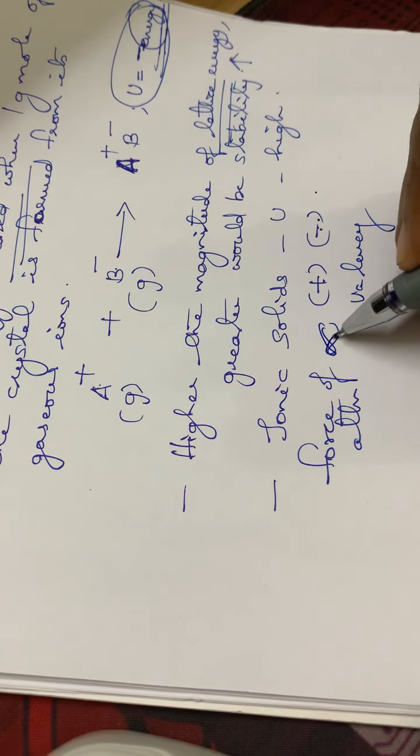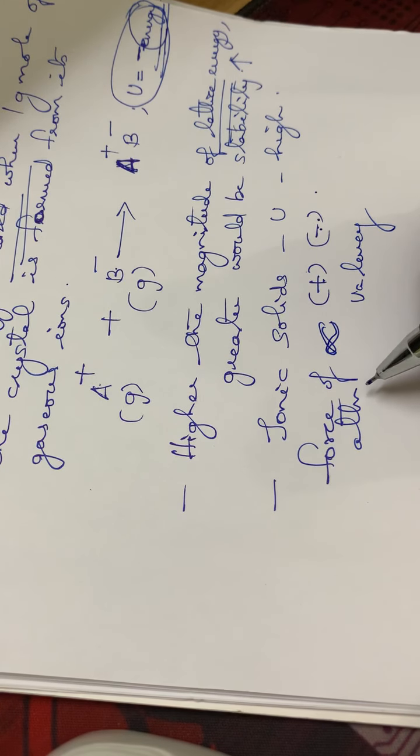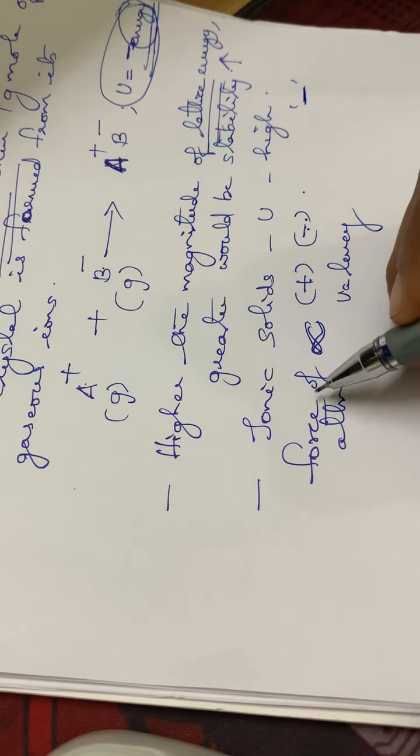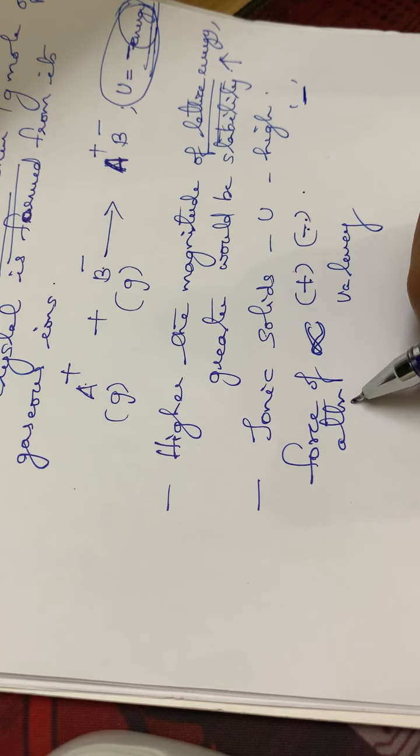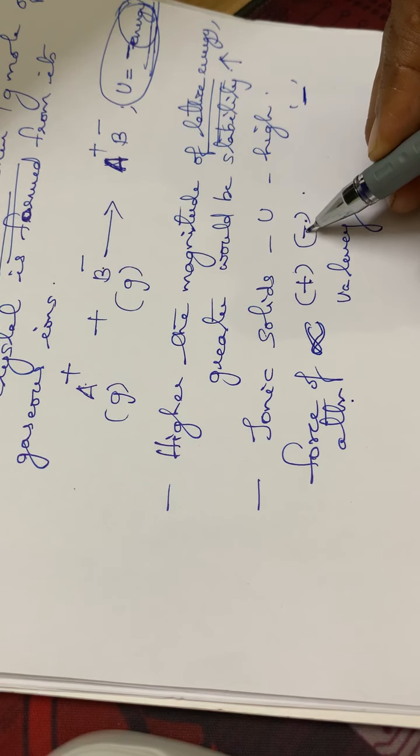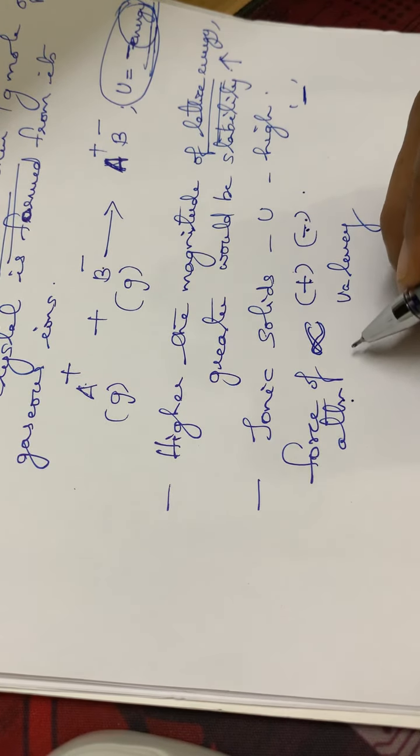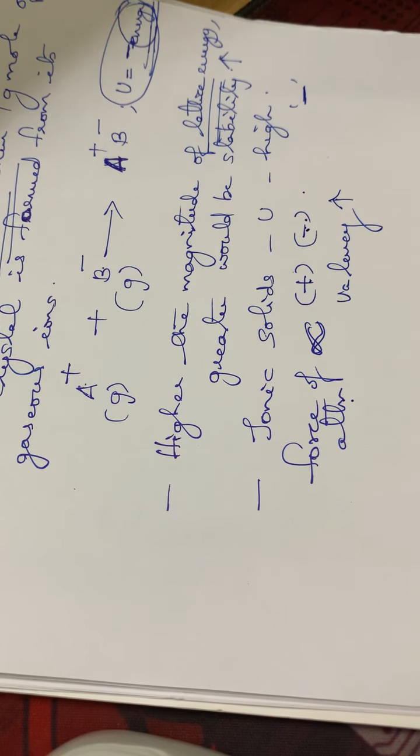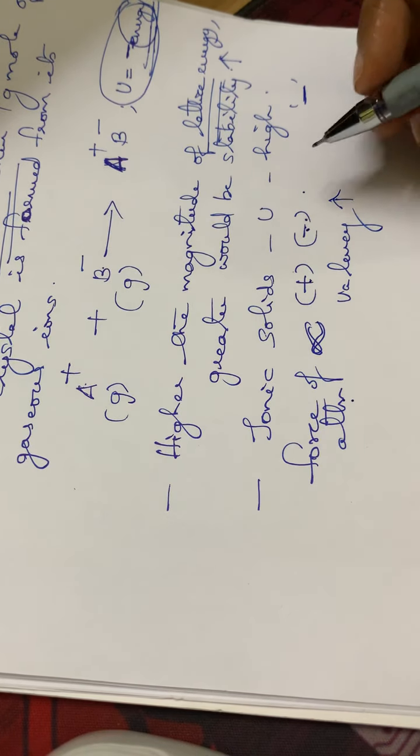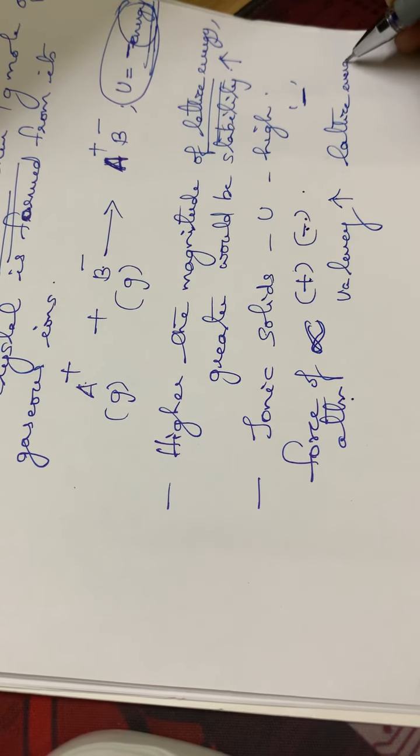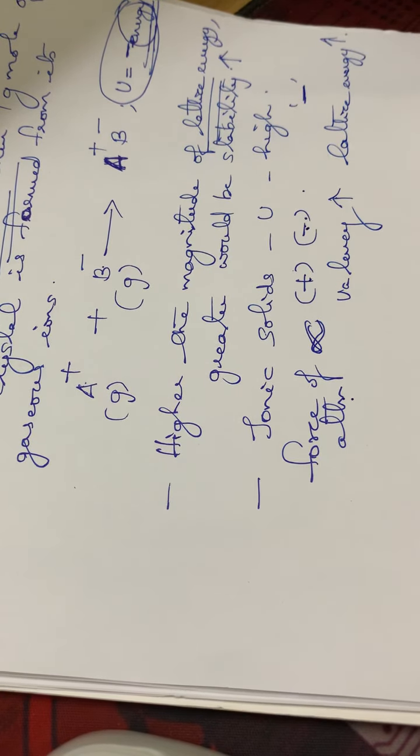So two factors are there, the force of attraction, that means the Coulombic force of attraction or the electrostatic force of attraction or the bond formed there. Okay, so the Coulombic force of attraction will be directly proportional to the product of their charges, and also if the valency of those charges is high, what happens, the lattice energy will also be high.